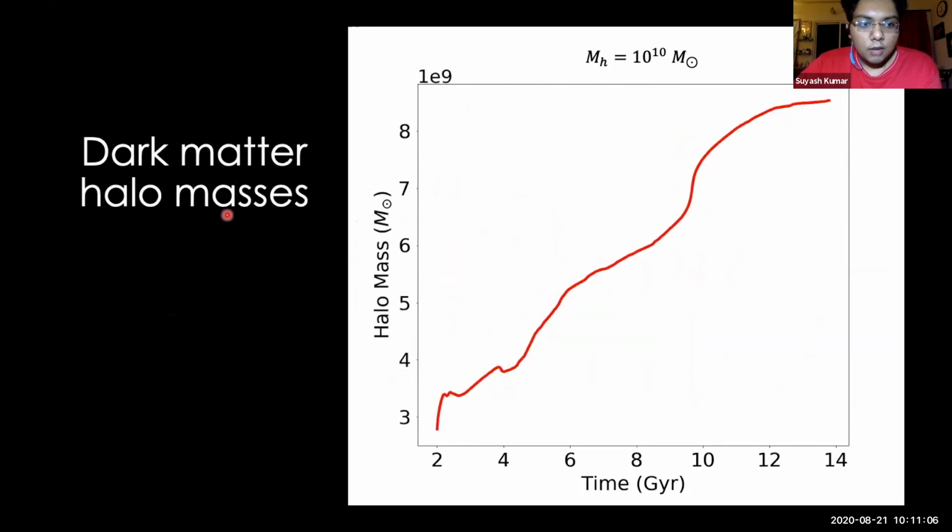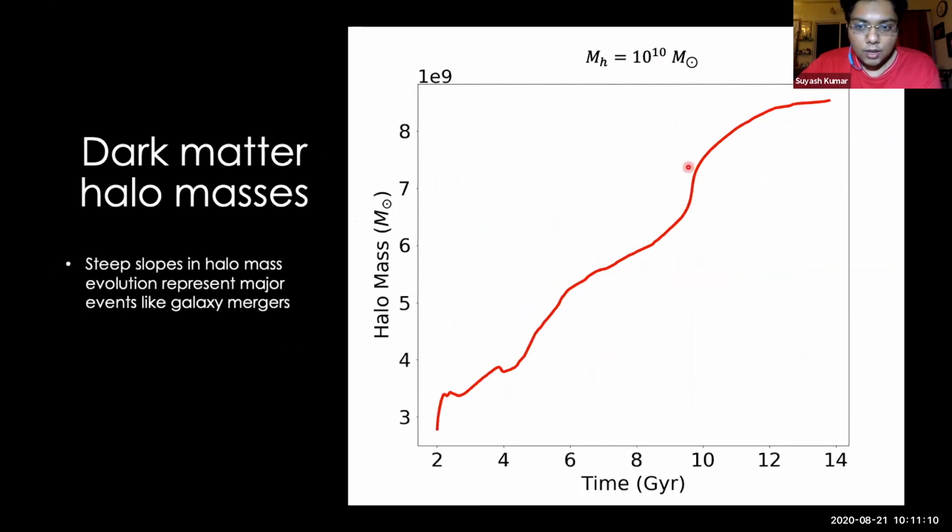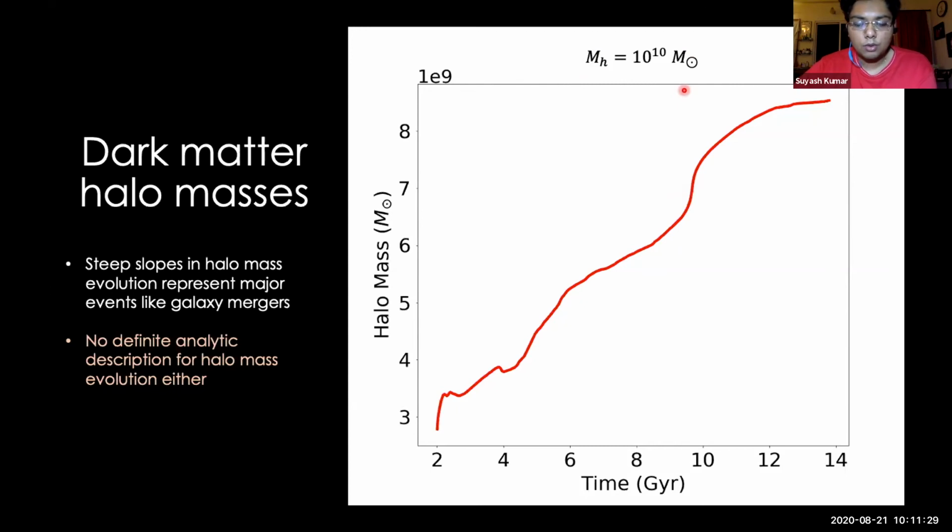And then we look at dark matter halo masses as a function of time. And we realize that the steep slopes in this plot essentially represent important events in the history of the galaxy, like mergers. But again, the upshot is that there's no specific analytic prescription that we could come up with for this plot. And that is why we have just presented to you one plot for the least massive galaxy. I do have plots for the other two galaxies in case you're interested later.